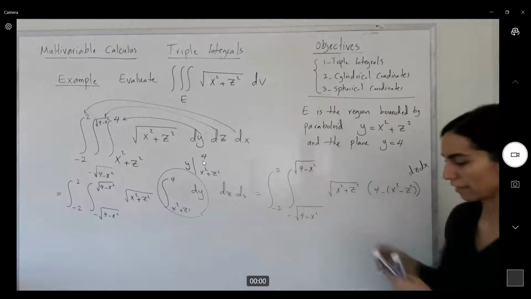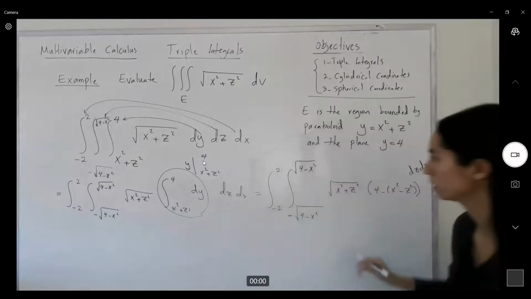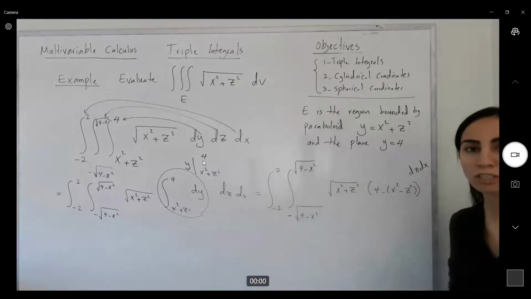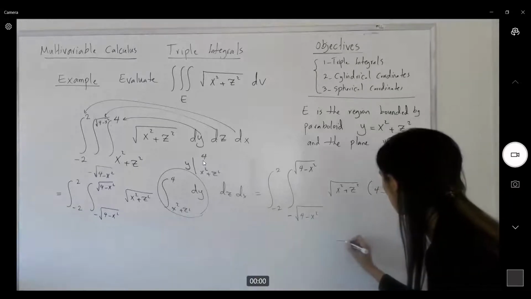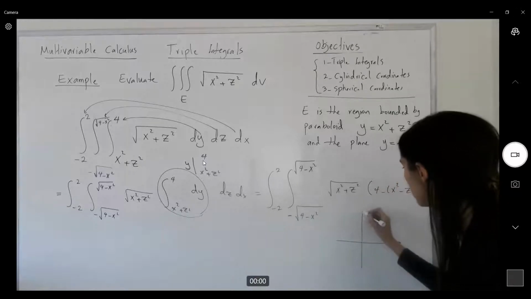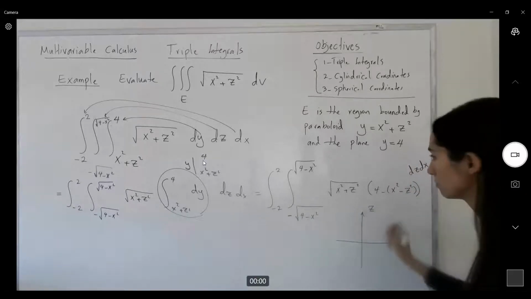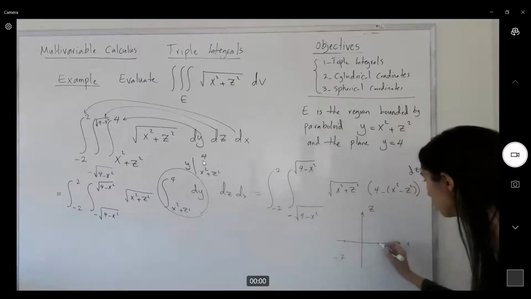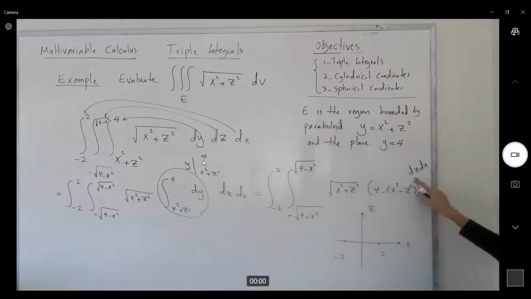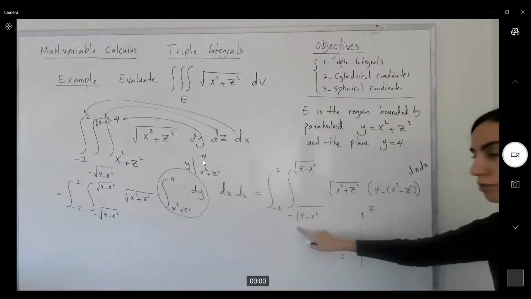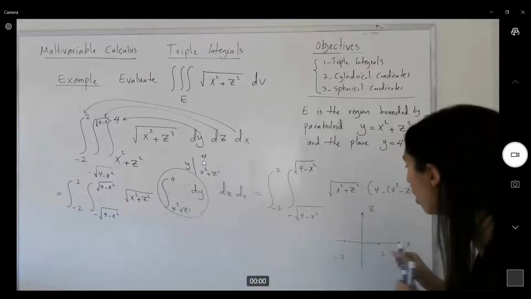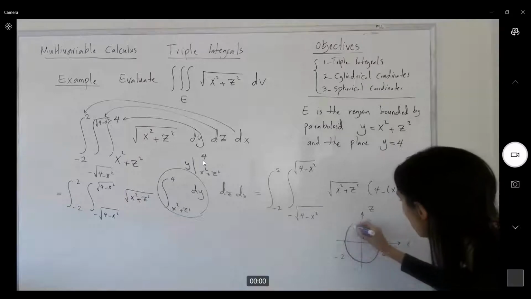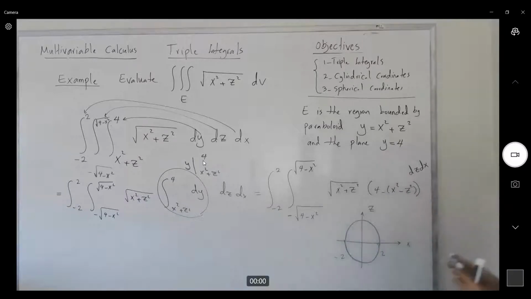Well, take a look at this double integral. Here you have dz and dx. It means that we can use polar coordinates in the xz system. My x ranges between negative 2 and 2. My z ranges between negative square root of 4 minus x squared and positive square root of 4 minus x squared. So this is the negative one, and this is the top side.